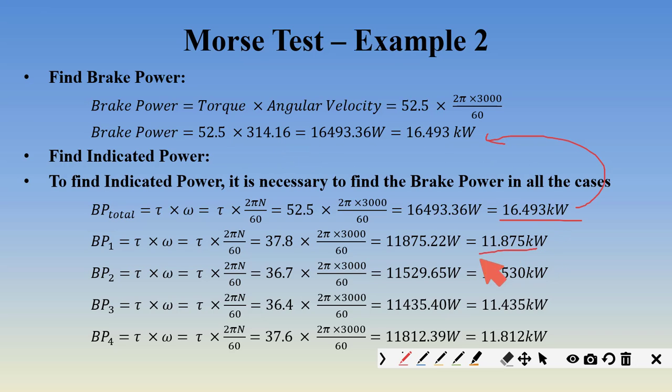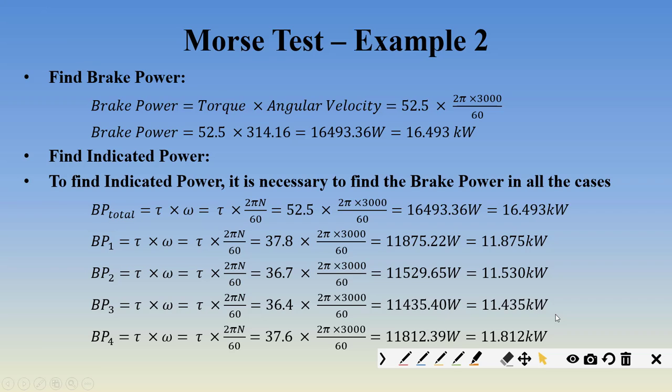This is brake power when cylinder 1 is turned off. See, I have made a small mistake over here. This should not be BP1. This should be BP cylinder 1. Similarly, this should be BP cylinder 2, BP cylinder 3 and BP cylinder 4. This is a big mistake on my part. I will make the changes in the PPT, but please remember. I have missed the convention over here. So this is BP cylinder 1, cylinder 2, cylinder 3 and cylinder 4.